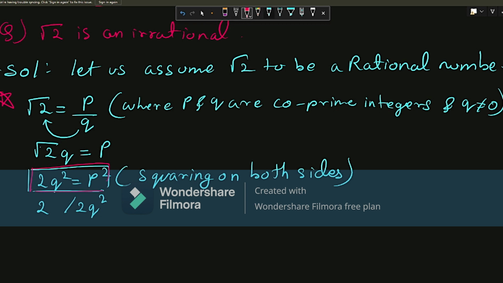So now, 2 divides 2q square, right? And in the step I highlighted in red, 2q square is equal to p square. So 2 divides p square, and as we have seen in the theorem, if a prime divides the square of a number, it also divides the number. So 2 divides p square, so it will also divide p. So we have found out that 2 is a common factor of p.